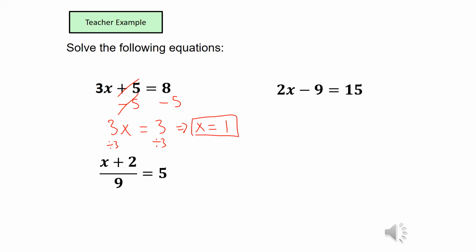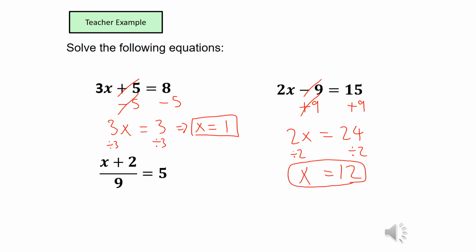Okay, let's have a look at the question on the far right. We need to get rid of the minus 9 first. The inverse of minus 9 is plus 9. Whatever you do on one side, you must do to the other side. So you're left over with 2x equals 15 plus 9, which is 24. Remember, this means 2 lots of x, so we must divide by 2 on both sides. So you're left over with x equals 12.